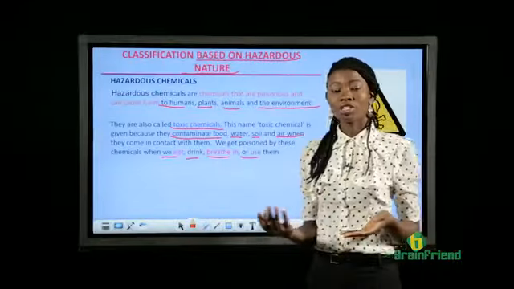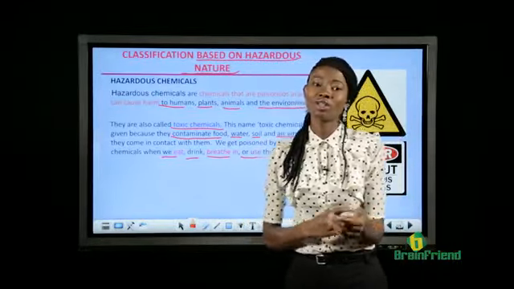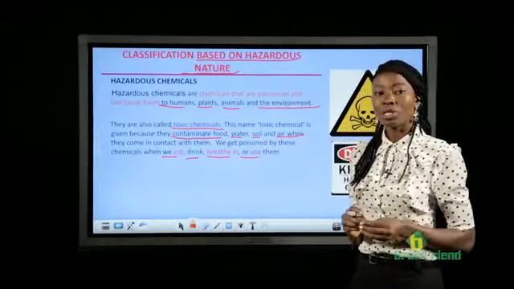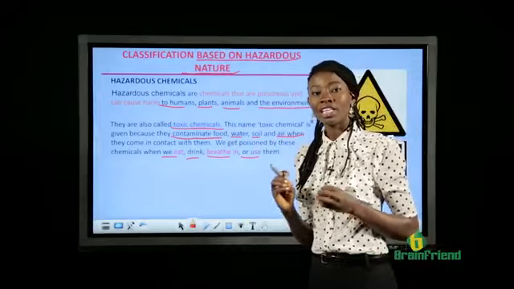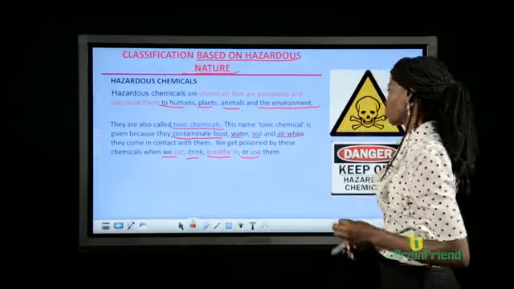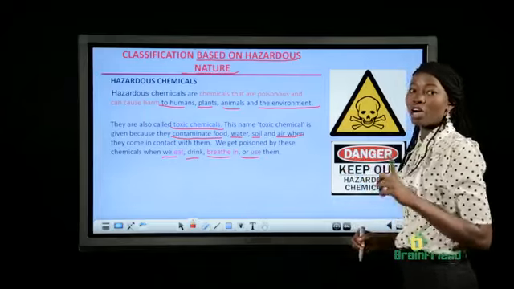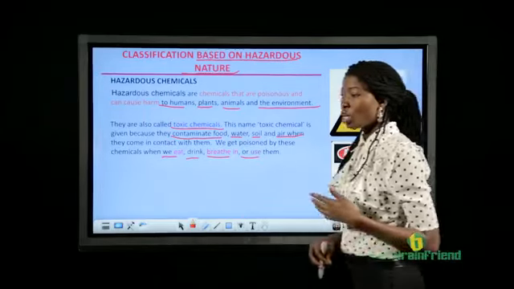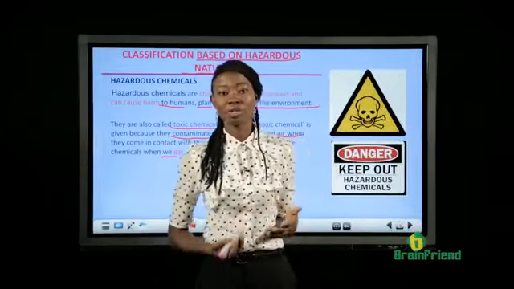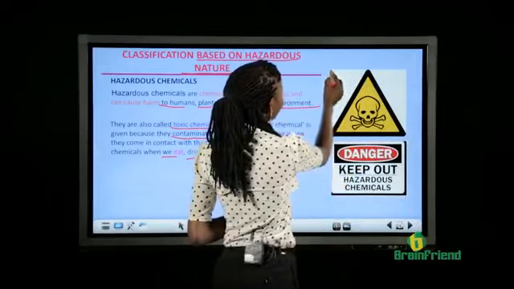When we use them, sometimes they come in contact with our skin or other parts of our bodies. And when this happens, they cause harm to us. So we should be very, very careful how we use chemicals. Usually when you see hazardous chemicals, they come with symbols such as this.